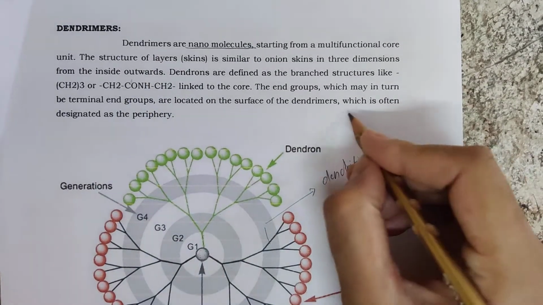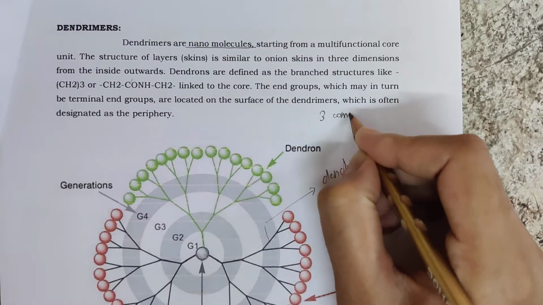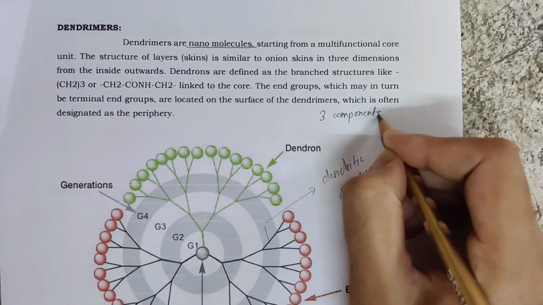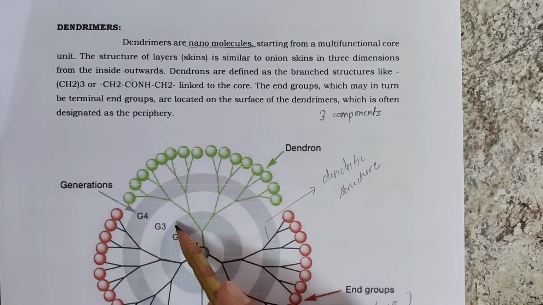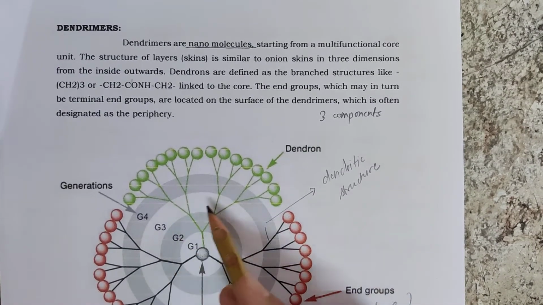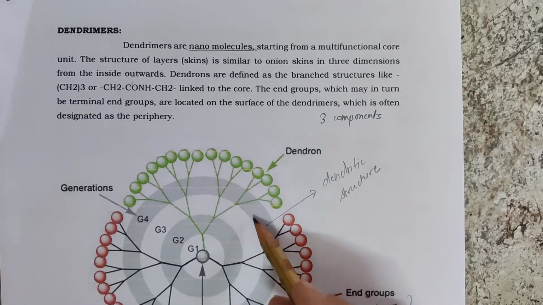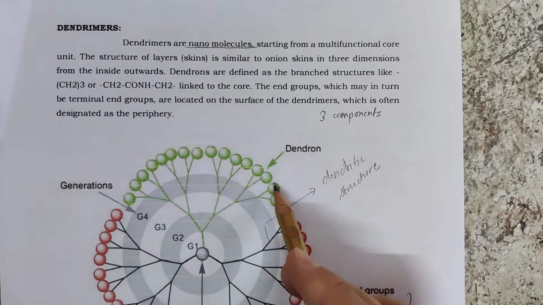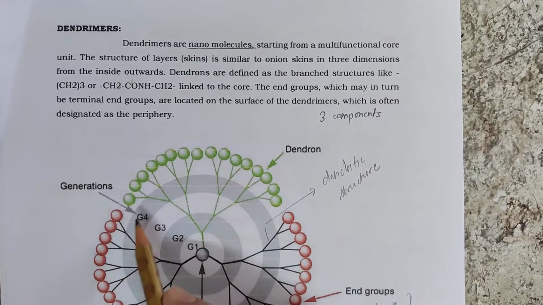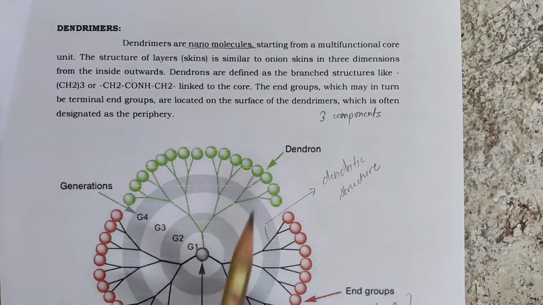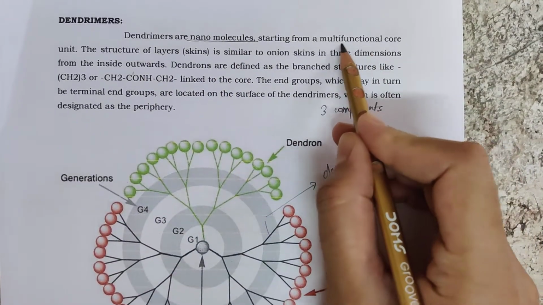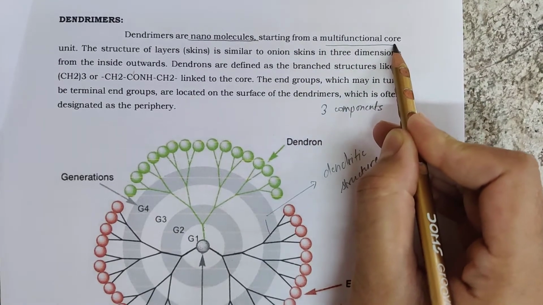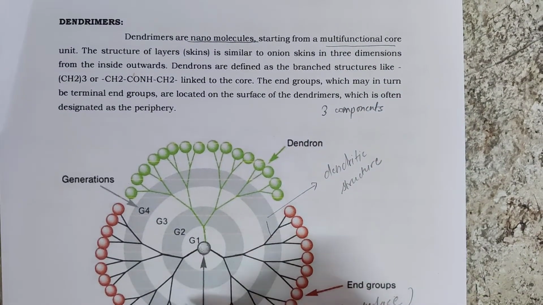Dendrimers basically have three components: your multifunctional core, then branching, which is called dendritic structure, and then the dendrons, or you can say end groups. These are different functional groups. So dendrimers are nanomolecules starting with a multifunctional core.